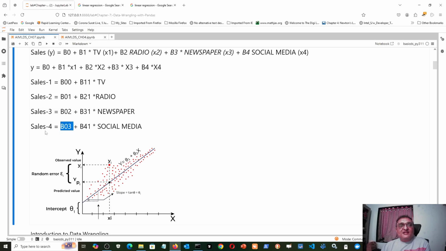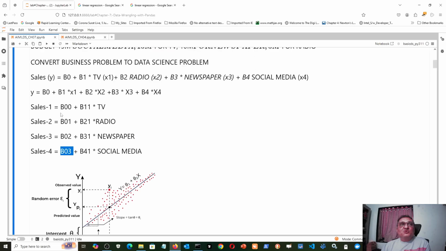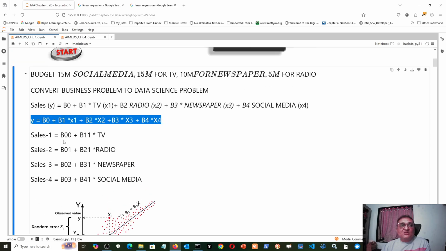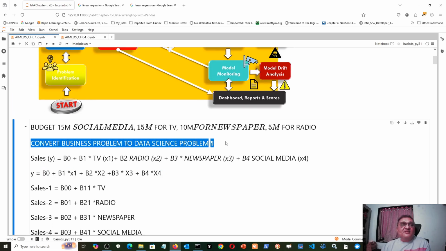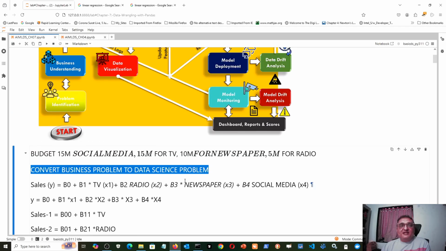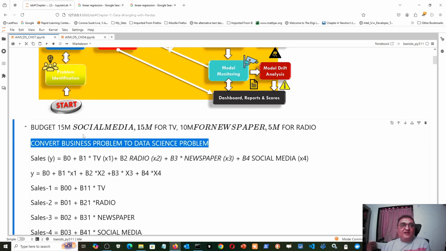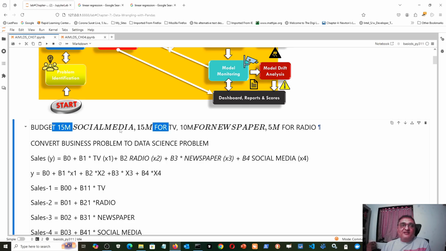So these 4 equations are now there, and I can combine those 4 equations into one equation. Remember, it is not as easy as simply adding the equations, but there are methods to do that. So I can get one such model which collectively tells me the effect of all 4 marketing channels. Such an equation is itself called a model. And this is nothing but converting your business problem to a data science problem.